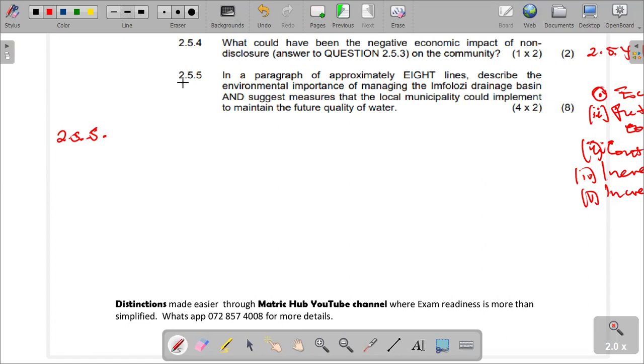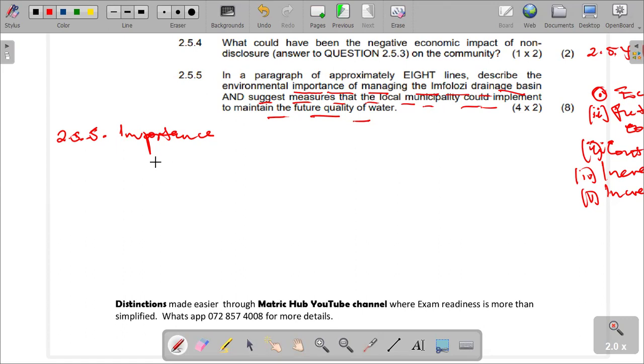So the question has two parts. We need to talk about the importance of managing the drainage basin, and also suggest measures that the local municipality could put in place to maintain water quality. So we are talking about importance first. Always make sure that when you answer these questions, you identify all the parts of the question. So the first part is the importance of managing the drainage basin.